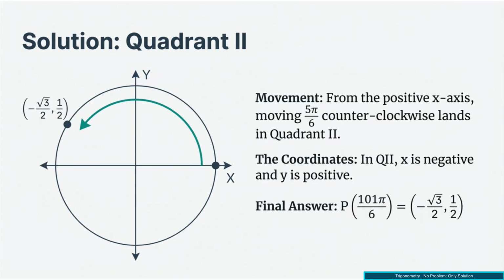Moving 5 pi over 6 counterclockwise from the positive x-axis lands us in quadrant 2. In quadrant 2, x is negative and y is positive. The final answer is P of 101 pi over 6 equals negative square root of 3 over 2, 1/2.